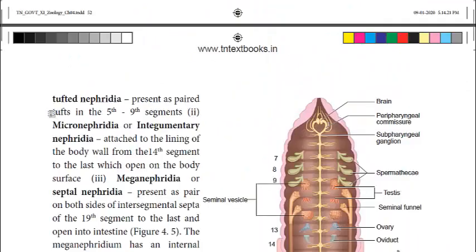Pharyngeal or tufted nephridia present as a paired tuft in the 5th to 9th segment. So totally many pairs of nephridia are there, but it is divided into 3.